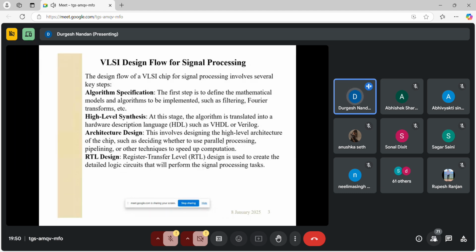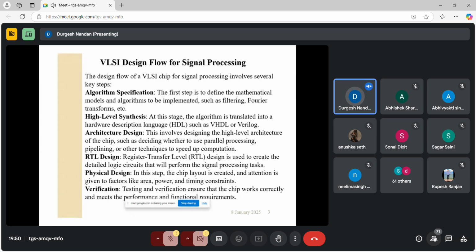Now we talk about what the VLSI design flow for signal processing is. It's a little bit the same as other approaches: at first we design the algorithm specifications, then we do high level synthesis. High level synthesis is basically programming based on VHDL, Verilog, and SystemVerilog. After that we do the architecture design, then the RTL design, then physical design, then verification, and at last we perform fabrication.